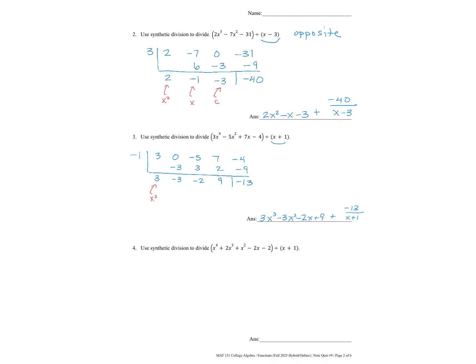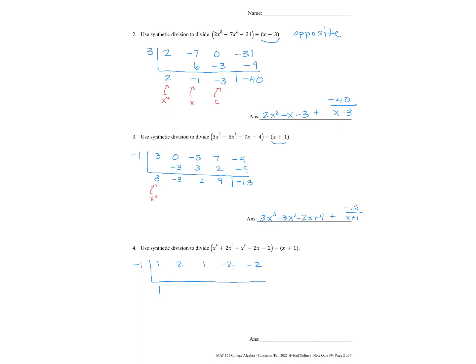Once again, we're dividing by x plus 1, which means we're going to use -1 out front. You'll notice that we are not missing any terms. So we can just write down the coefficients as they appear. 1, 2, 1, -2, and -2. And now we can go through our synthetic division process. We bring down our 1.